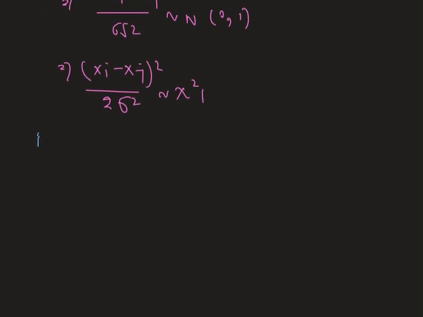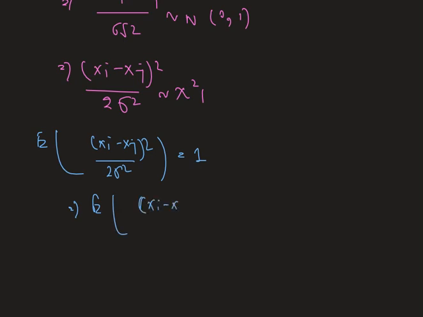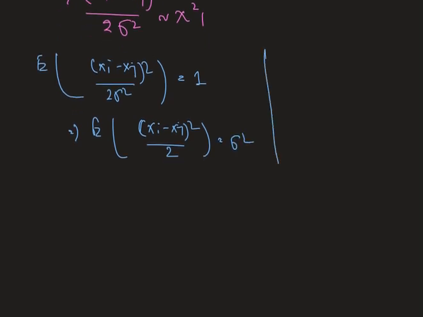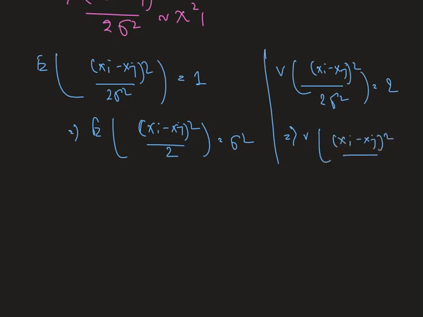Hence, expectation of (xi minus xj) whole square divided by 2 sigma square is equal to 1. Therefore, expectation of (xi minus xj) whole square divided by 2 is equal to sigma square. And variance of (xi minus xj) whole square divided by 2 sigma square is equal to 2. Hence, variance of (xi minus xj) whole square divided by 2 is equal to 2 sigma to the power 4.